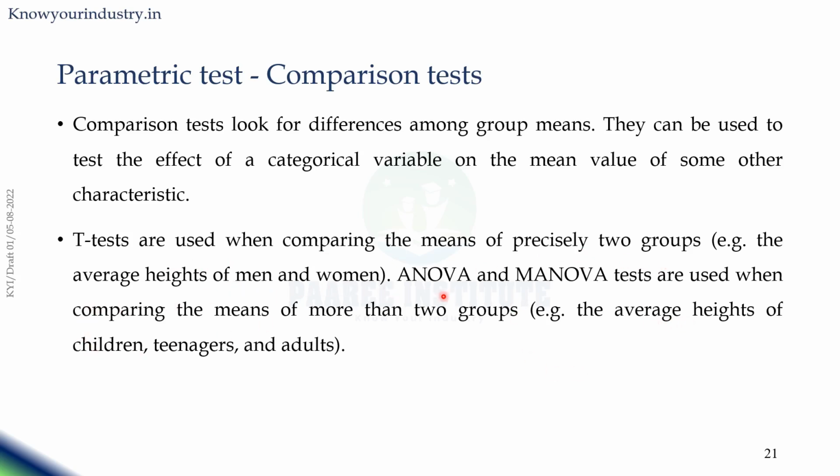And other parametric tests like ANOVA, ANCOVA or MANOVA are used when comparing the means of more than two groups. So generally when there are two groups, you use the t-test, and when there are more than two groups, you use an ANOVA kind of test. For example, ANOVA is used to analyze the average heights of children, teenagers and adults.